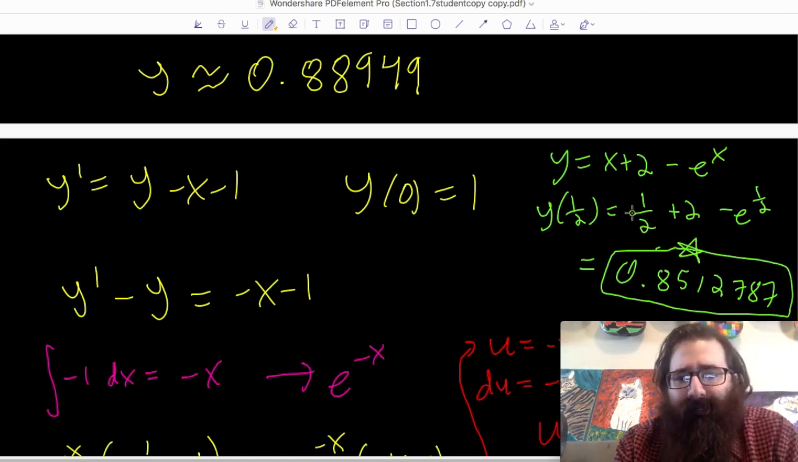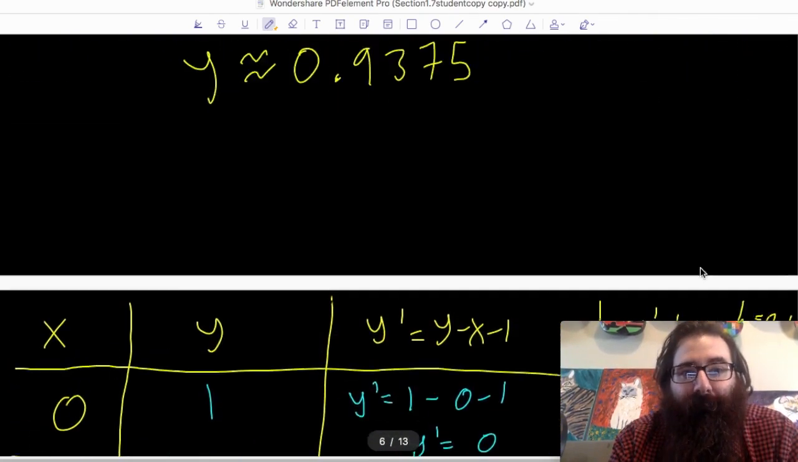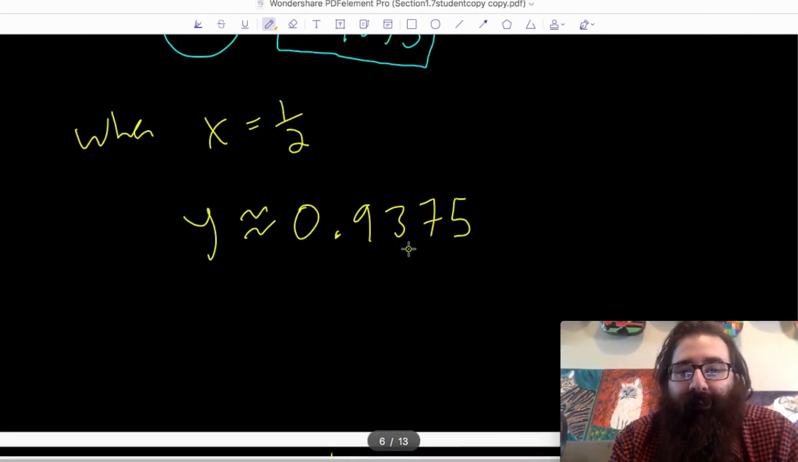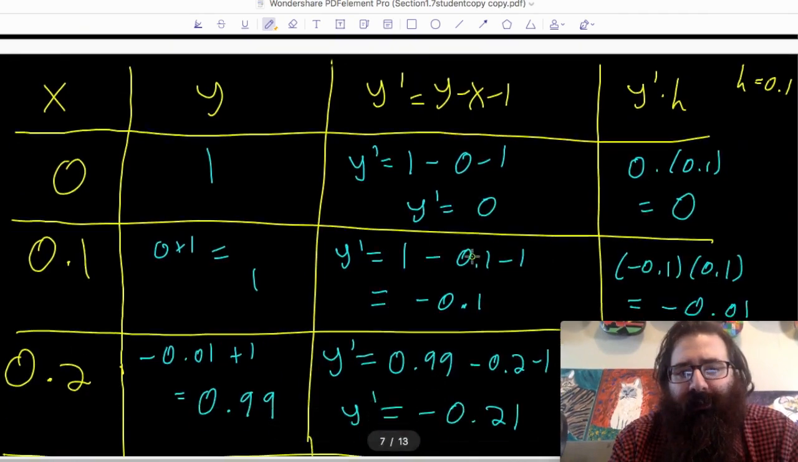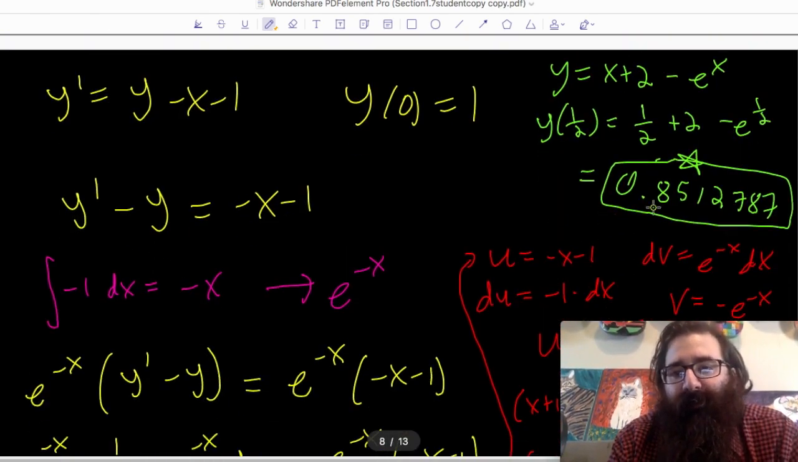And now I can compare it against these approximate values that I got from Euler's method. So 0.88949, it's not amazing, but it's pretty close to 0.8512787. For even less work, I got 0.9375. I'm not saying we should put our foot down at any point, but this doesn't really seem to be the best approximation, but it is certainly better than guessing or just not knowing. So 0.9375, although it's not incredibly close to 0.8512787, it's still not miles away, I would say.